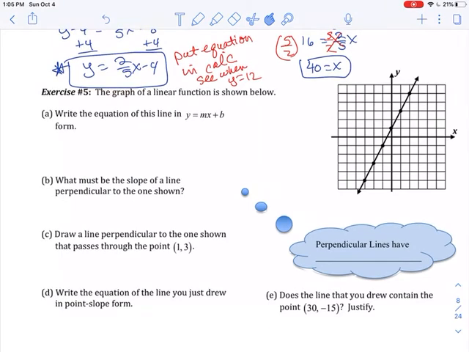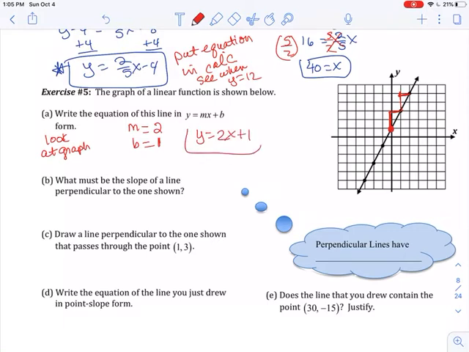Okay? I got exercise 5 here. The graph of the linear function is shown below. Write an equation of this line in y equals mx plus b form. So I'm just going to look at the graph. I'm writing this down so you guys know exactly what I'm doing. I need an m and I need a b. All right, look at the graph. B is my y-intercept. B is equal to 1. M is my slope, so I'm just going to see the change in y. I'm going up 2 over 1, up 2 over 1. All right, so my slope is 2. y equals 2x plus 1. Nice and easy. Just a quick review of stuff that we've done previously.